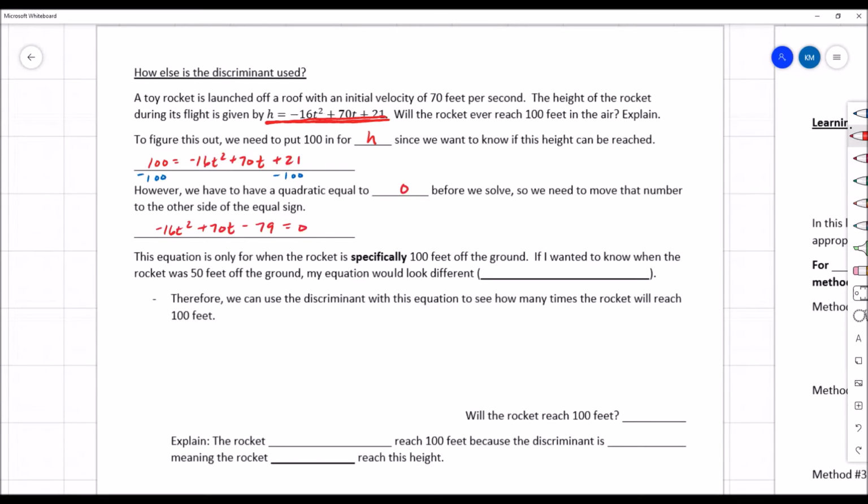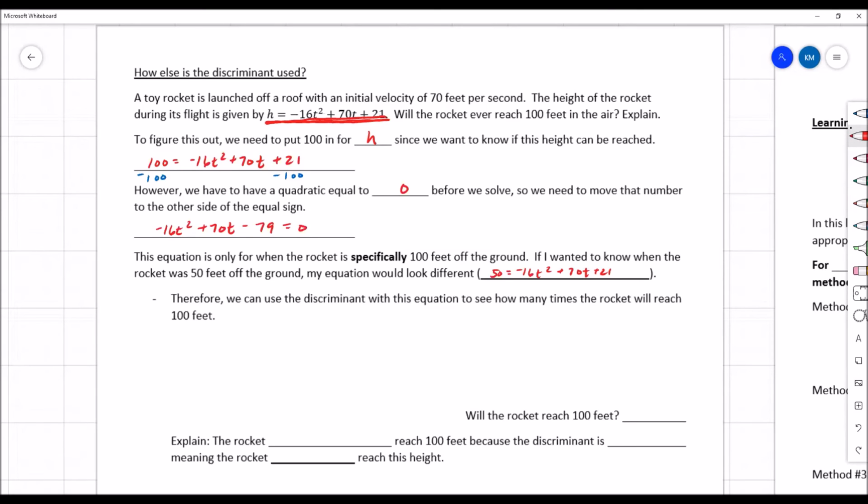Now this is our quadratic equation to see, does our rocket reach 100 feet? This equation is only for when the rocket is specifically 100 feet off the ground. If I wanted to know when the rocket was going to be 50 feet off the ground, my equation would look different, because I would have set it up like 50 for my height equals negative 16t squared plus 70t plus 21, and then I would have wanted to subtract 50 from both sides.